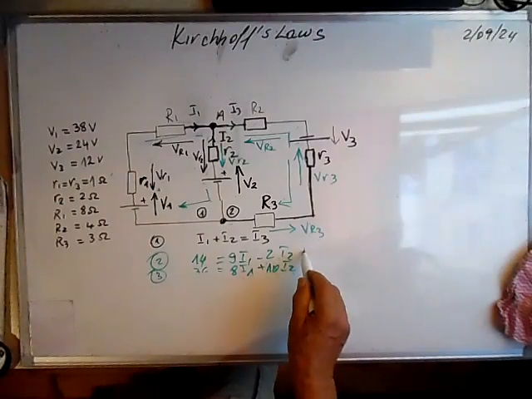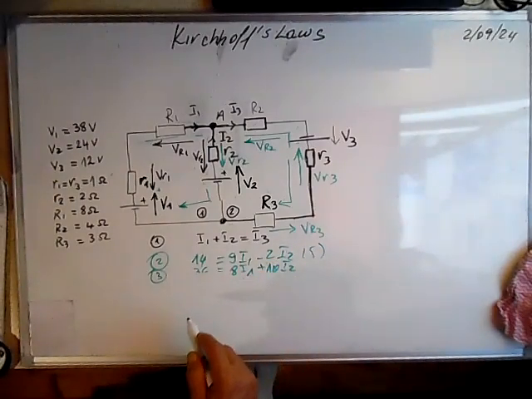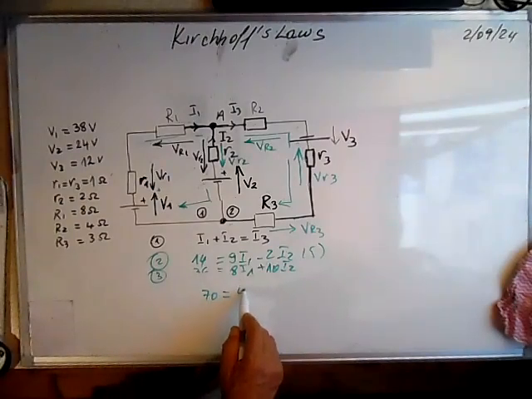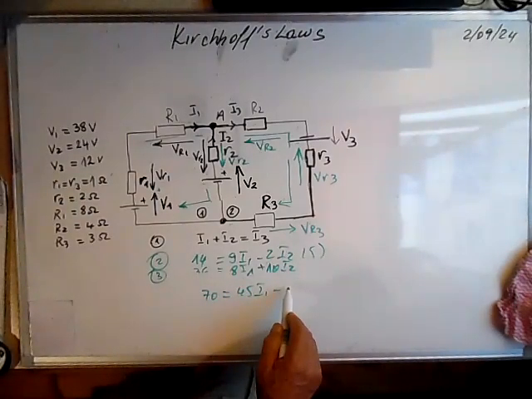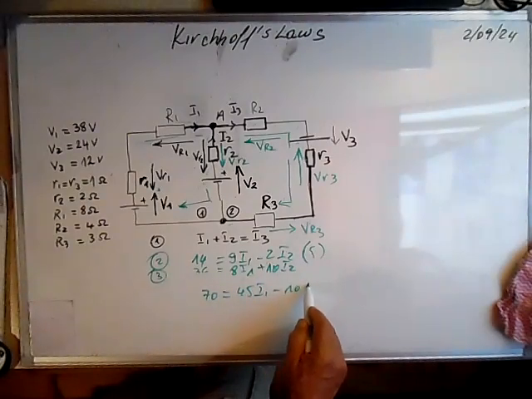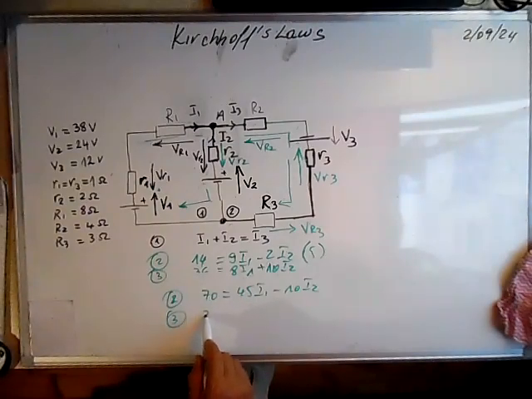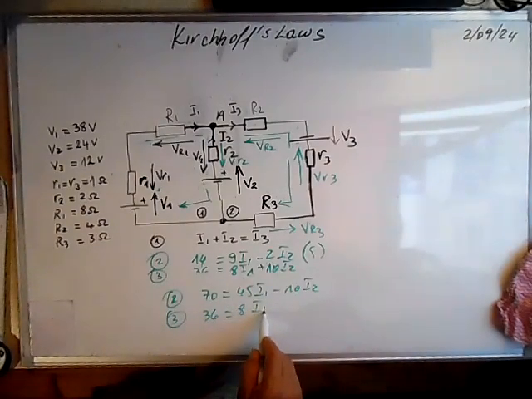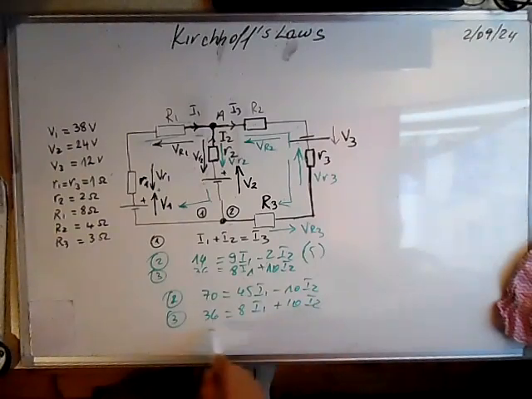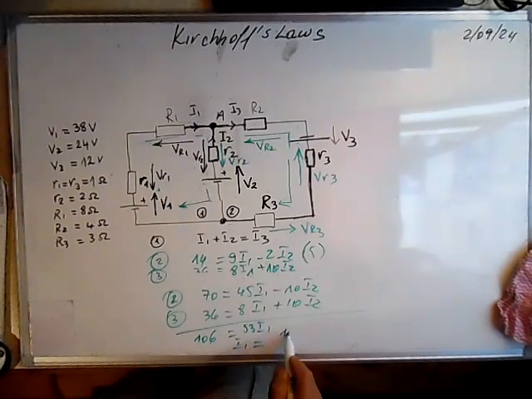If we multiply by 5 here, we will have 70 is equal to 45 I1 minus 10 I2. This is the second equation. The third equation will be 36 is equal to 8 I1 plus 10 I2. If we sum these two equations, we have here 53 I1 is equal to 106. From here we can calculate I1. It's 106 over 53. It's 2 amps.